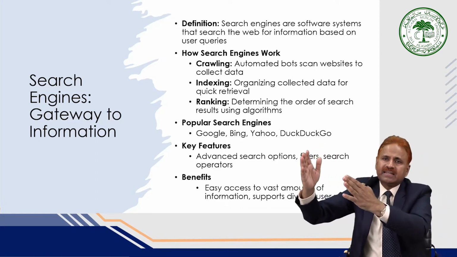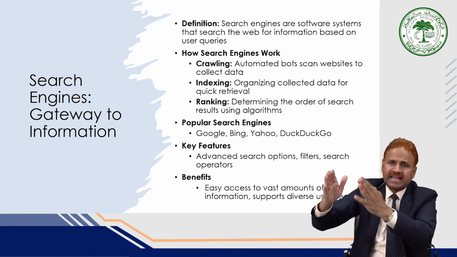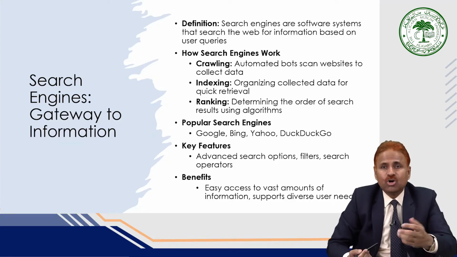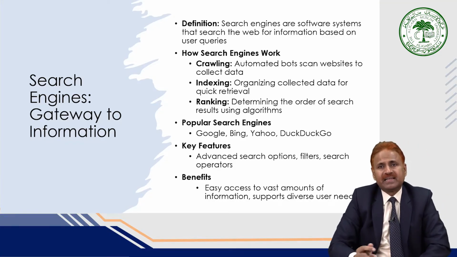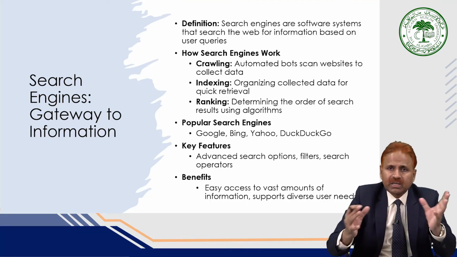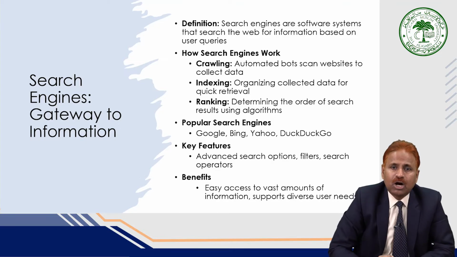So according to the rank, after doing the ranking of the information, they push back the information to your computer, where you can see all this ranked information by clicking one by one. So that is the working process of the search engine. How does a search engine work? Basically, crawling. So automated bots scan websites to collect data.